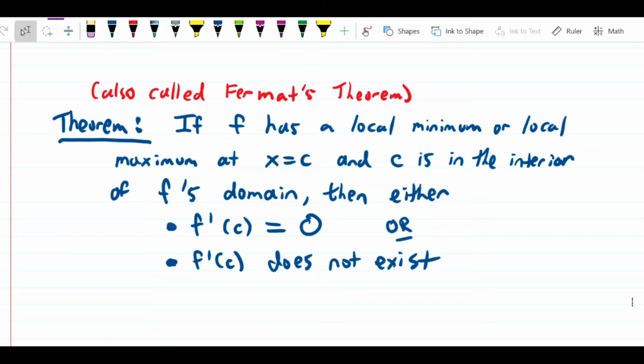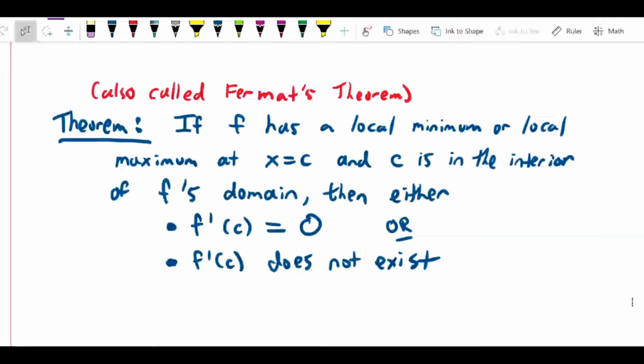It has nothing to do with the theorem I'm about to describe now, which is usually just referred to as Fermat's theorem. In any event, what it says is that if f has a local minimum or local maximum at x equals c, and c is in the interior of f's domain, then either f prime of c is 0 or f prime of c does not exist.